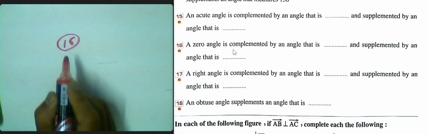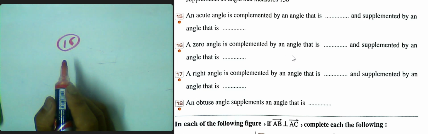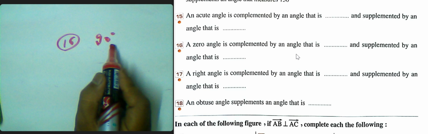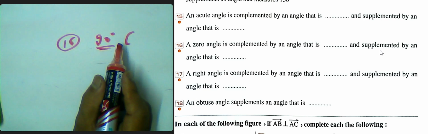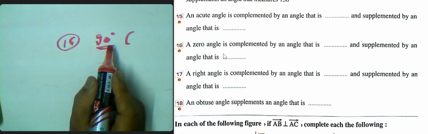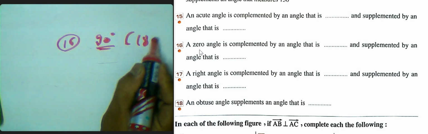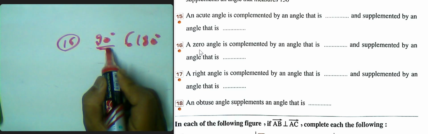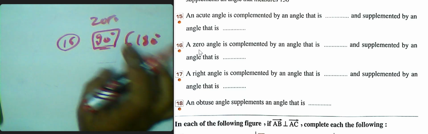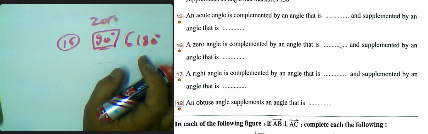Okay. Question 16. A zero angle is complemented by an angle of what? Complemented by 90. Zero plus what gives you 90? Plus 90. And supplemented by what? The zero is supplemented by whom? 180. The zero plus 90 gives you 90, and the zero plus 180 is the supplement. Okay, we write here 180.